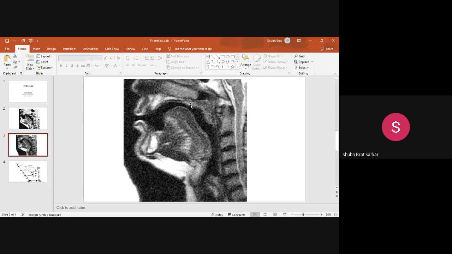And third is the back of the roof of the mouth, functioning as passive articulator, and the back of the tongue acting as active articulator. So in English RP, the first basic classification is that of monophthongs.